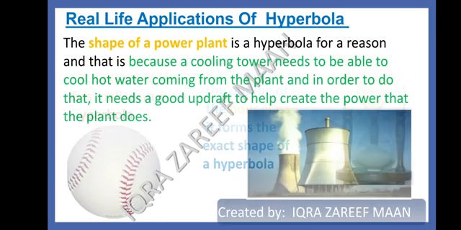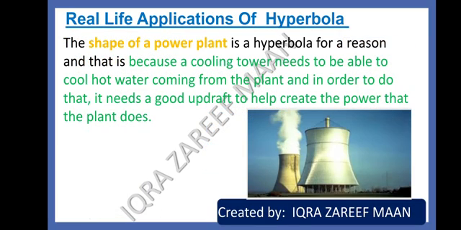The third and very important example of hyperbola is the shape of the power plant. It is hyperbolic for a reason, and that is because the cooling tower needs to be able to cool the hot water coming from the plant, and in order to do that it needs a good updraft to help create the power that the plant does. Here we can see the shape of the power plant in the form of a hyperbola.